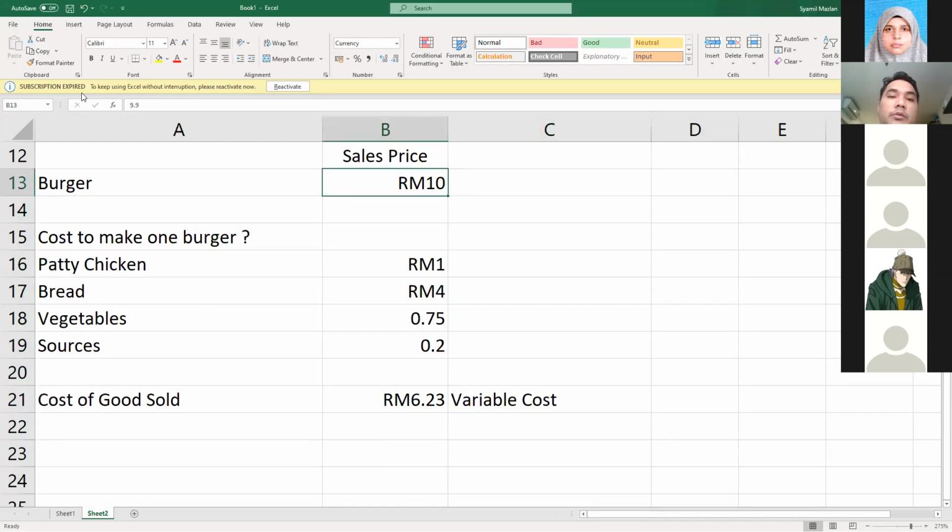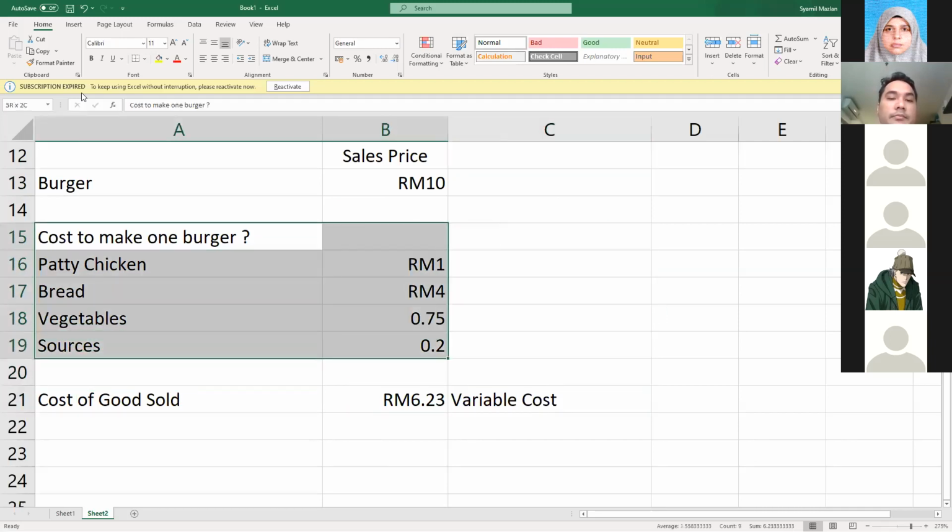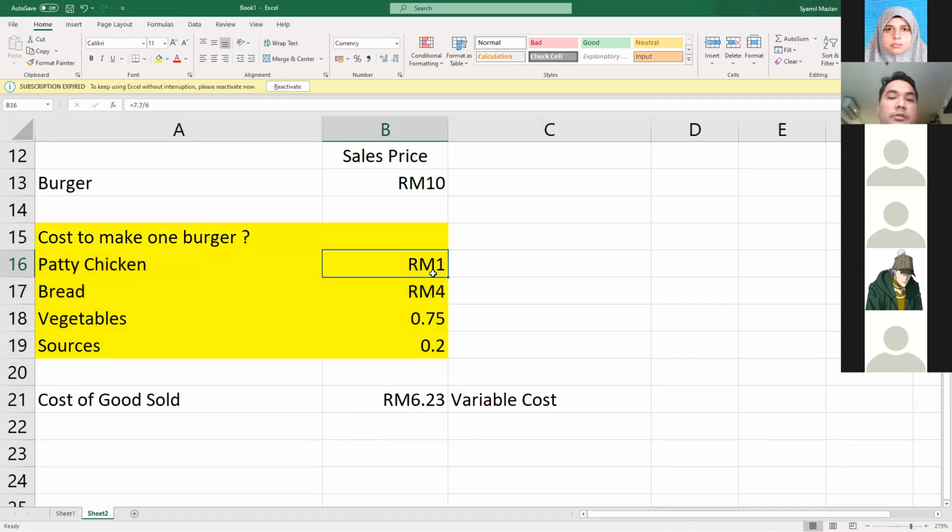For example, if you sell more burgers, you need to buy more chicken patty. You need to buy more bread. You need to buy more vegetables. You need to put more sauce. Okay, that is what we call a variable cost. So this is what we call the cost of goods sold.